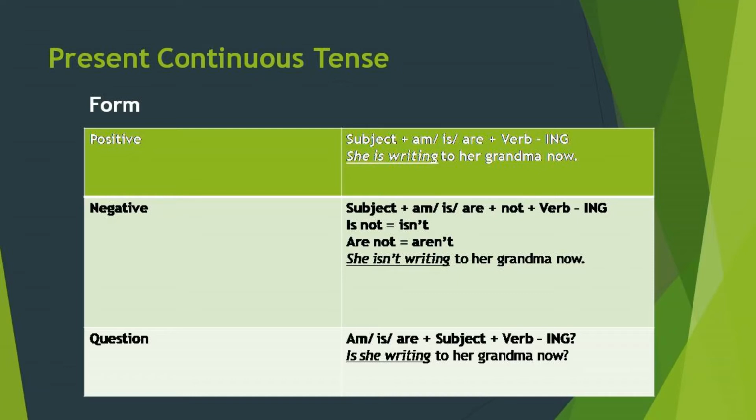Like, she is writing to her grandma now. I am writing to my parents now. He is singing a song. They are waiting for their kids.